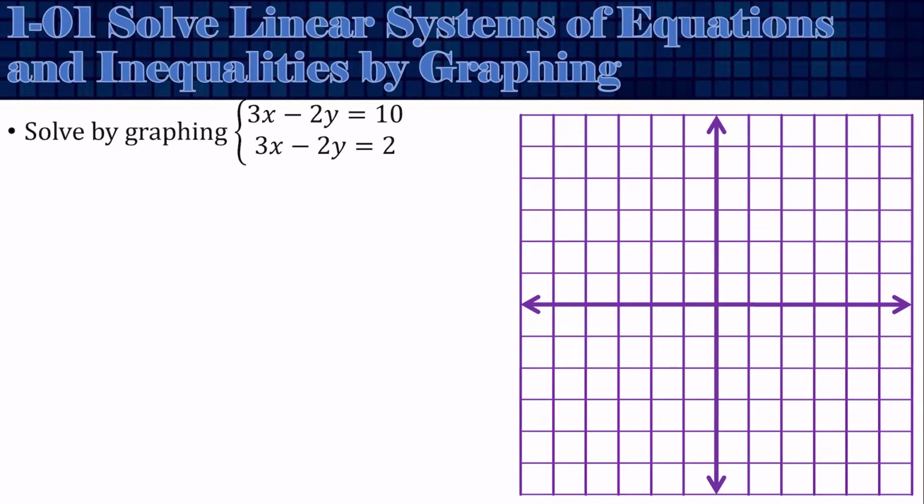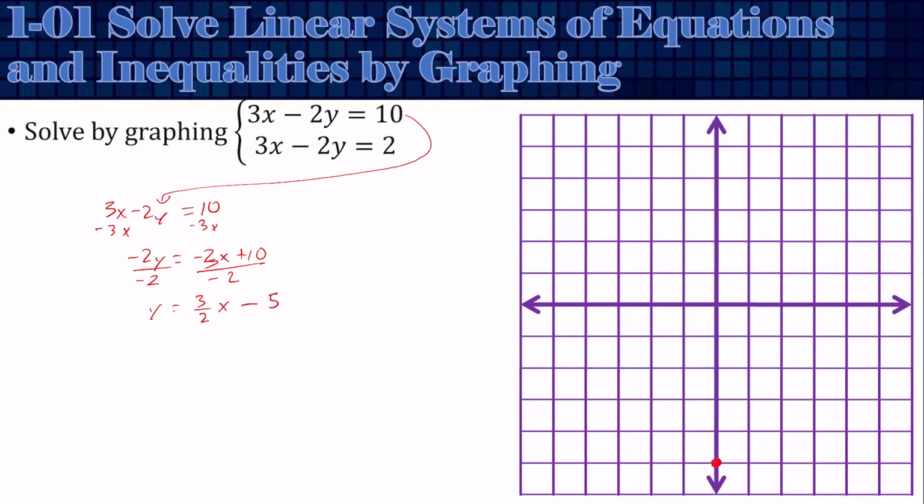Okay, let's take this first one maybe and solve it for y, because that's typically what students like to do. You could find the x and y intercepts if you wanted. So it looks like it's 3 over 2x minus 10 over 2. So I'm starting at negative 5. I'm going up 3 over 2. There we go.